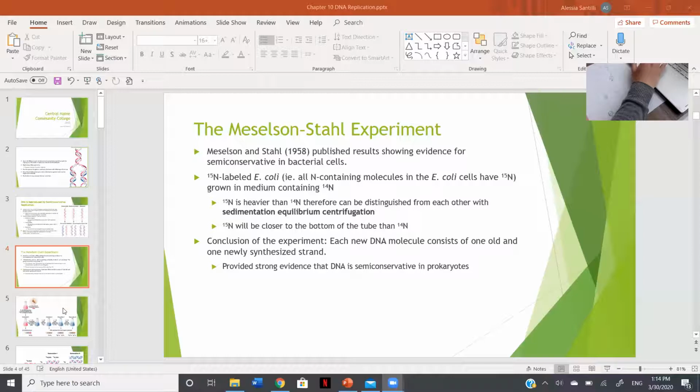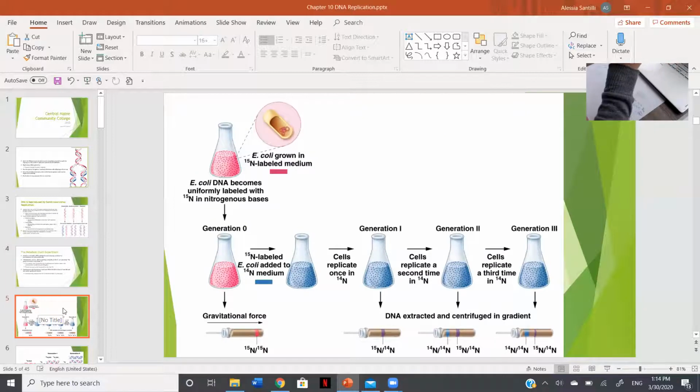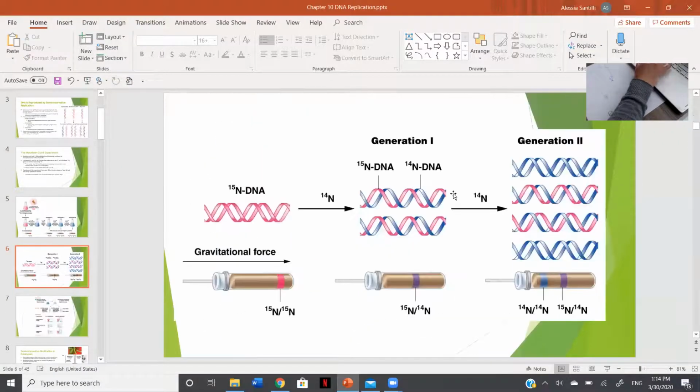If we go back to the experiment, it was just an experiment that provided strong evidence to the fact that we had semi-conservation, sorry. So we had our E. coli that had the 15N in the nitrogenous bases, okay? And we added it to the 14N medium, okay? And we allowed the bacteria to actually replicate.